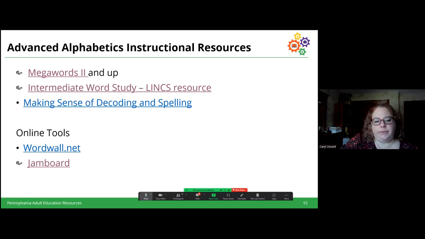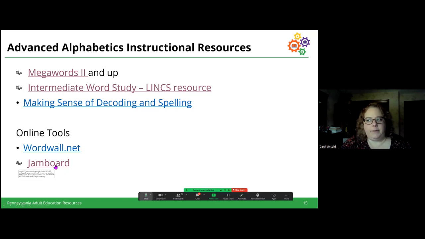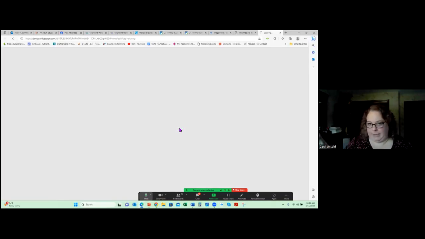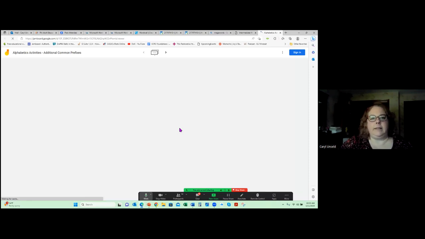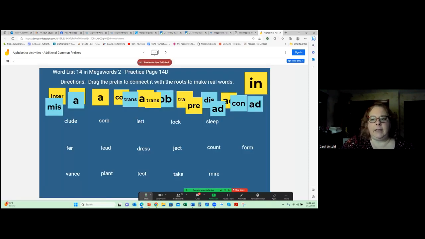So the last online tool that I think is a good tool to use, and it's so easy to create, I don't know if any of you use Jamboard, but if you have a Gmail and you use Google Docs or any of those things, Jamboard is part of that Google package that's free on Google. And it is a tool where you can make slides that you can use for activities with students.